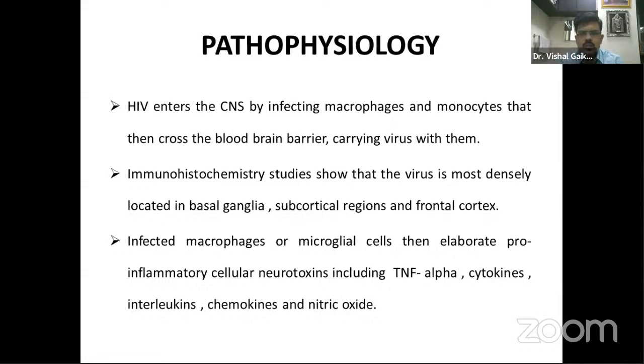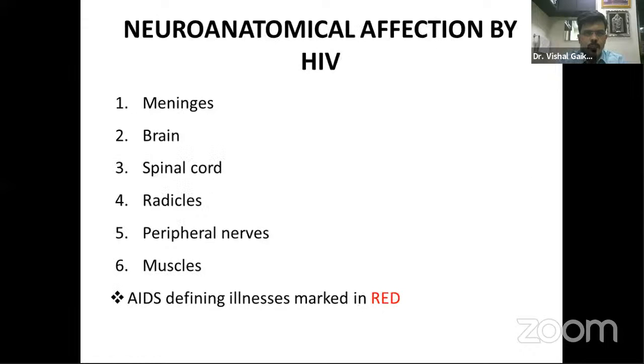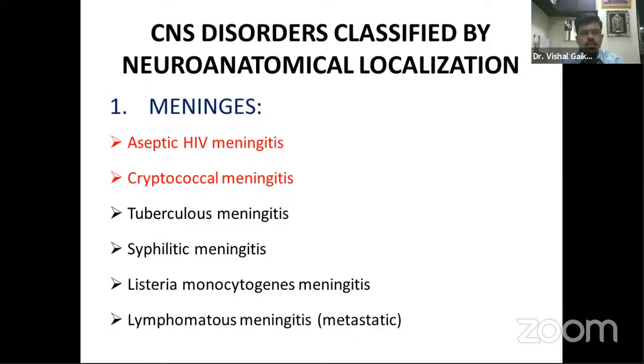Once it reaches all these areas, these infected macrophages and microglial cells will elaborate pro-inflammatory cytokines like TNF-alpha, interleukins, chemokines, and nitric oxide, and will have their manifestations. By indirect way, I mean that it can cause other opportunistic infections, not by directly infecting, but by providing a suitable environment for other opportunistic organisms to infect the brain. So almost all the neuroanatomical substrates are affected by HIV, ranging from meninges, brain, spinal cord, radicular and peripheral nerves to muscles. But there are certain AIDS-defining illnesses, which I'll be discussing in the further talk.